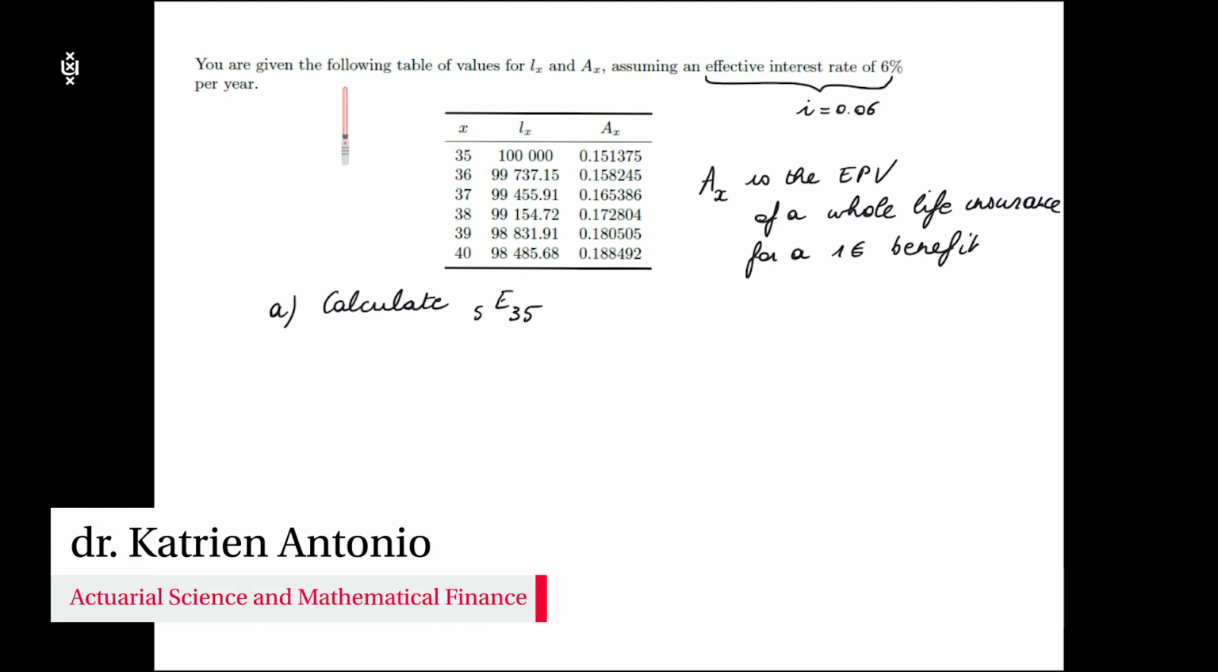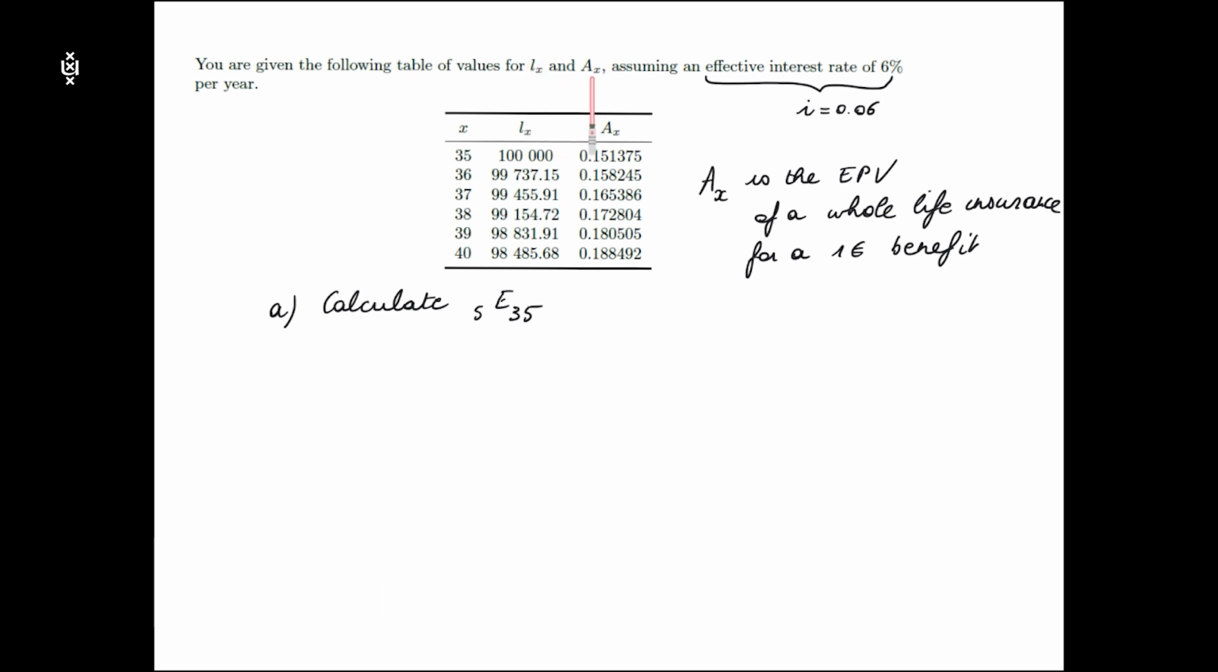In this exercise, we receive a given table with the values for Lx and Ax for certain ages x ranging from 35 to 40. We may assume an annual effective interest rate of 6%. Now do recall that Lx is the expected number of people alive at age x out of an initial group of individuals, in this case 100,000 individuals being alive at age 35.